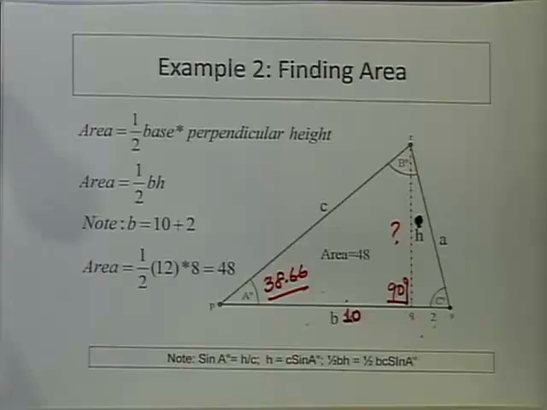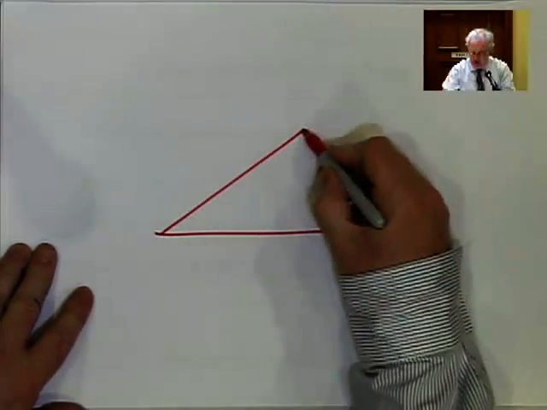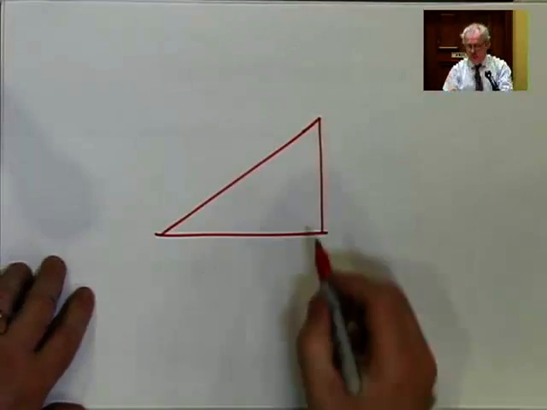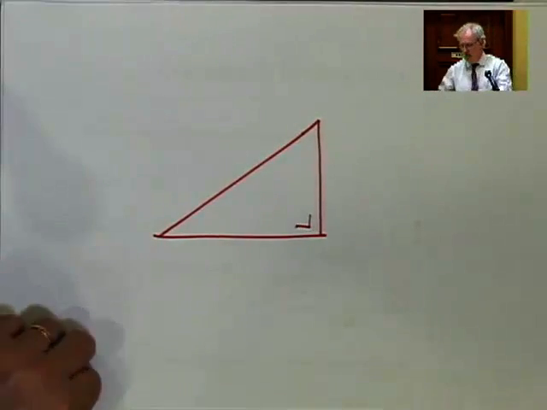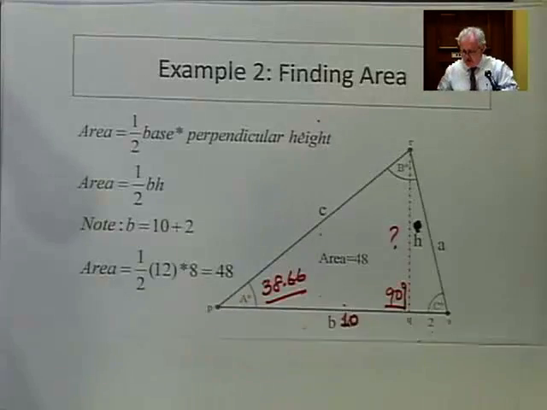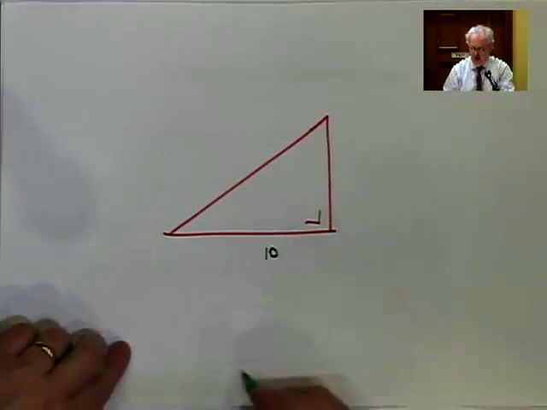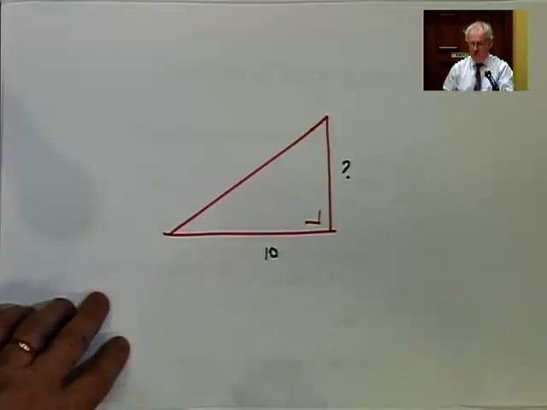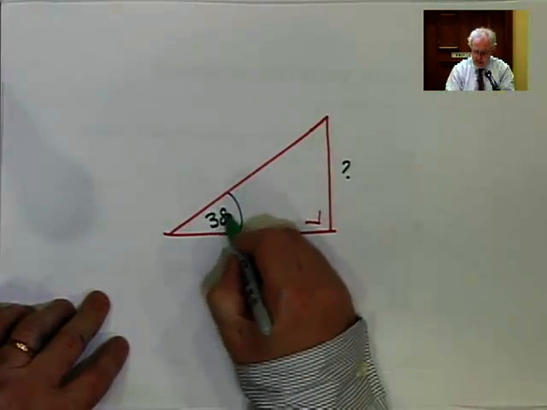Let me just draw this very simply as a puzzle. You've got this triangle. You're told it's right angle. You're told that this length here is 10. You don't know what this is, but you're told that this is 38 degrees.